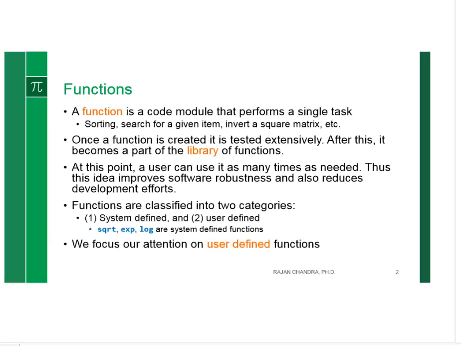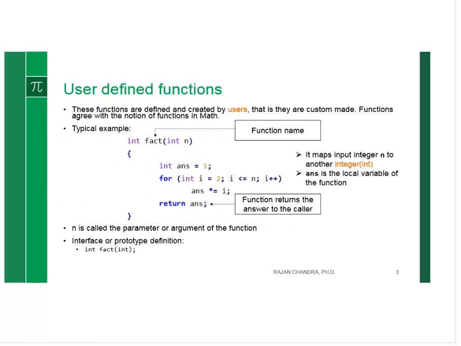And a function, as I said, has two categories. One is the system supported function, for example, square root, exponential, log, defined by the C system in the math library. Whatever function we introduce into our code is called a user defined function. Here is a function where we calculate factorial, where we know the factorial of n is a product of 1 times 2 times 3 all the way up to n. And here is the function.